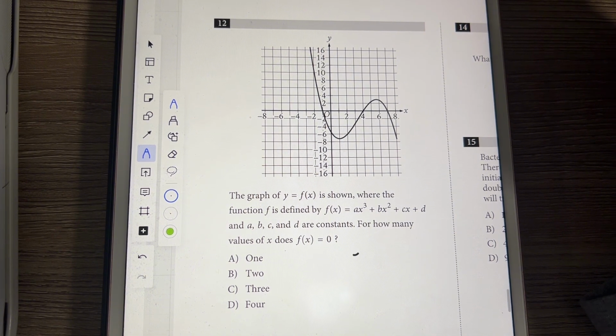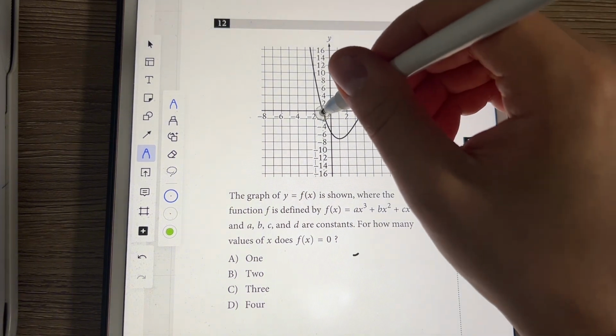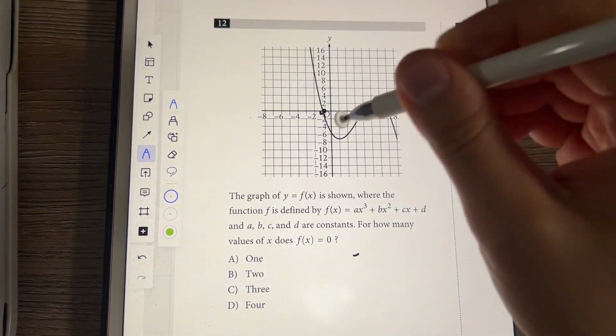Now, if you are a really, really smart student, you might see this and be like, oh crap, I have to figure out all of these constants. No, you don't. You just have to see how many values of x does y equal 0 here, here, and here.